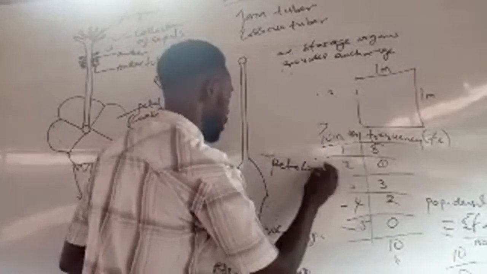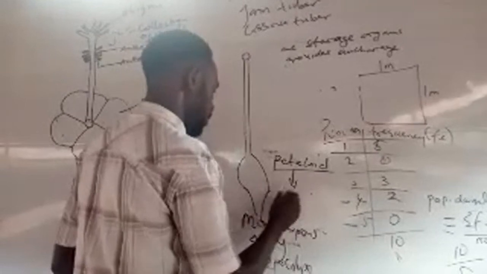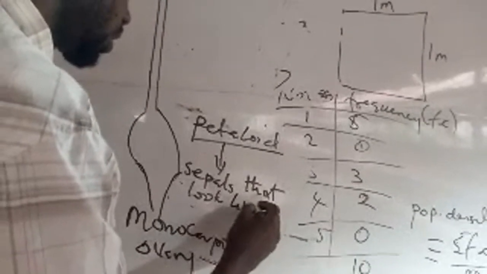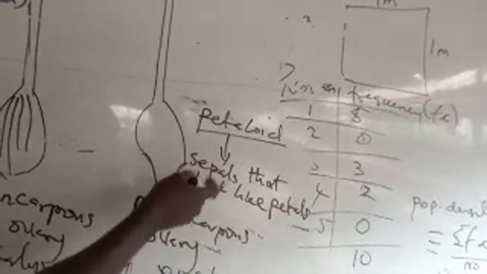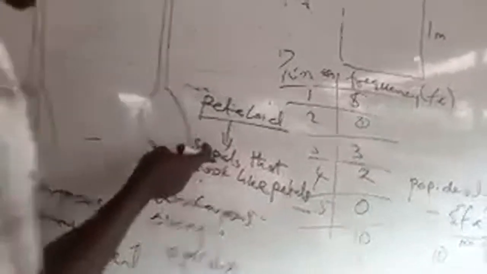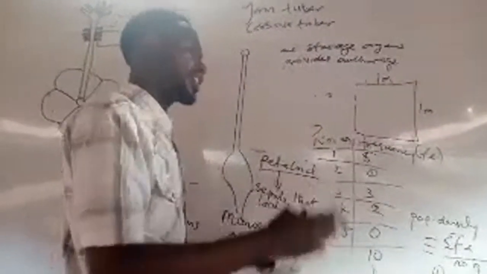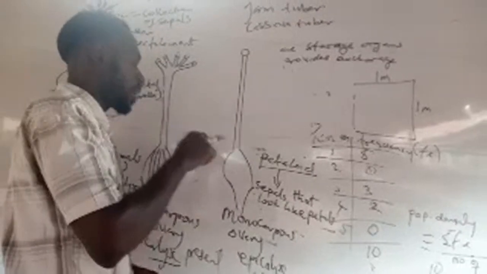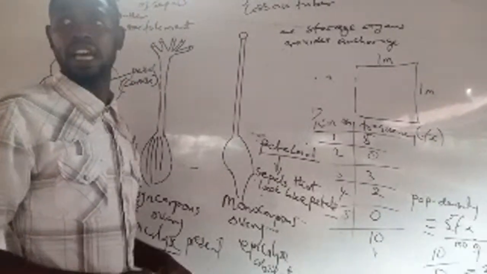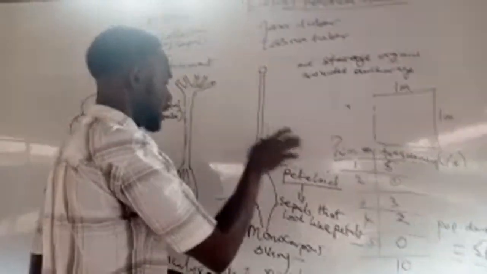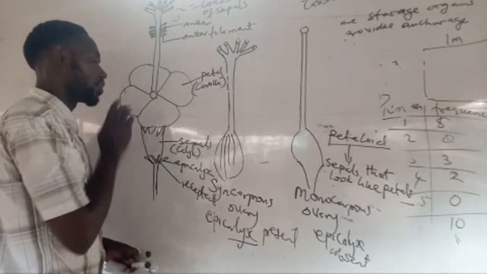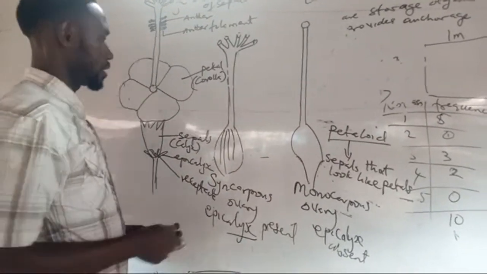Petaloid refers to sepals that look like petals. That is sepals that are brightly colored like petals. It is in the nature of sepals to be green, while petals can take any other color. Petals are colorful. It can be red, yellow, orange, but sepals are supposed to be green. So in the flamboyant flower, the sepals are brightly colored. And in that case, we say that flamboyant flower is petaloid, but hibiscus flower is not petaloid. This sepal is green, pure green. Understood? So that's it.